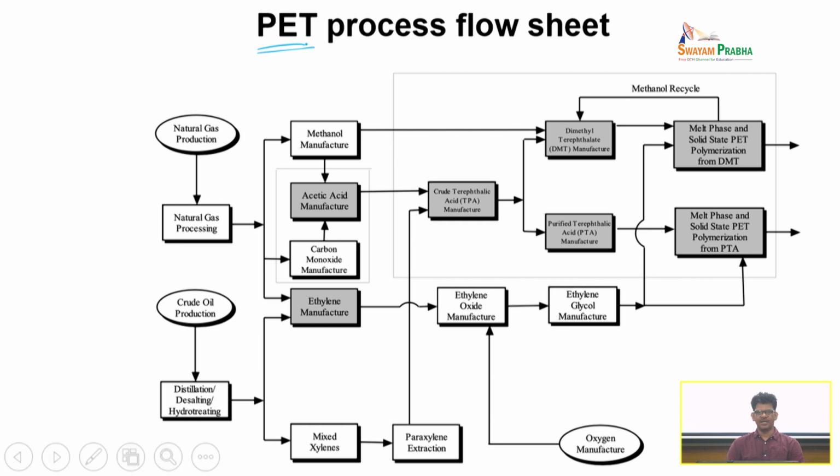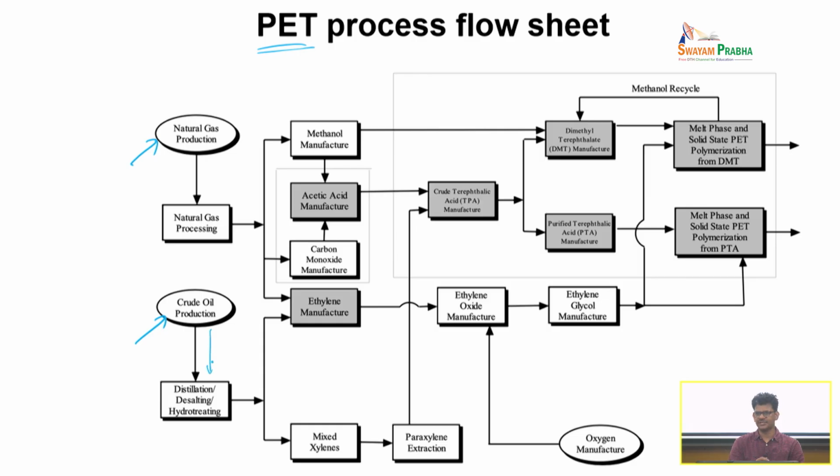I don't know if you're able to see from there. What we have here is there are 2 important things that we need. One is crude oil, and the other one is natural gas. These are the 2 important raw materials. From crude oil, we basically do distillation, refining, cracking, and with that we create ethylene, and then also mixed xylenes. Xylene, as you know, is basically a molecule like this.